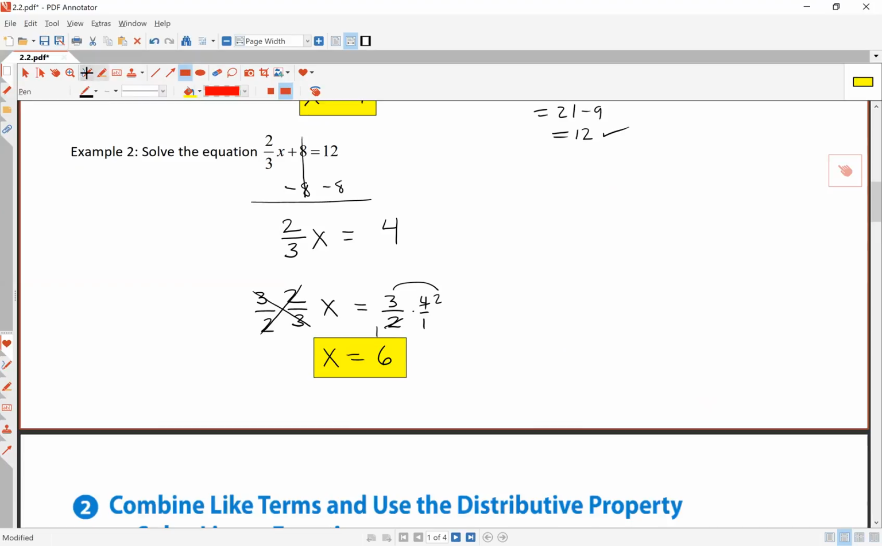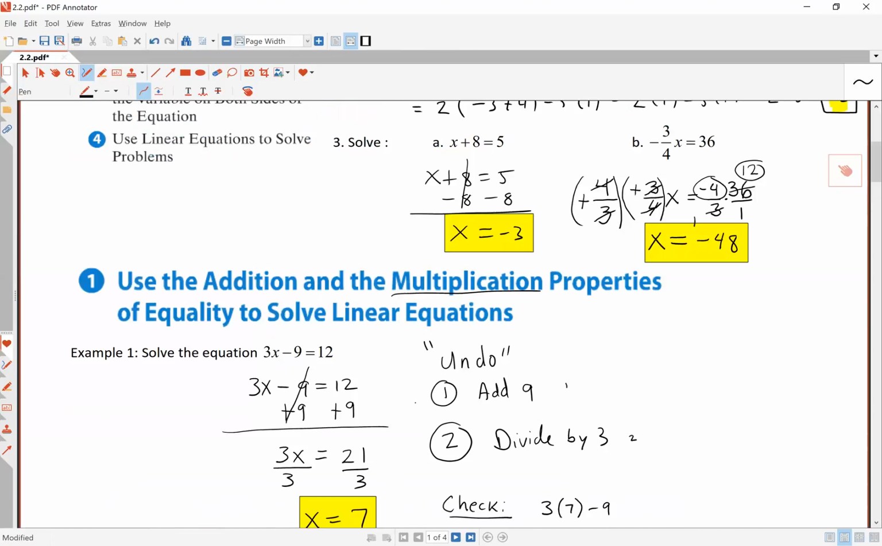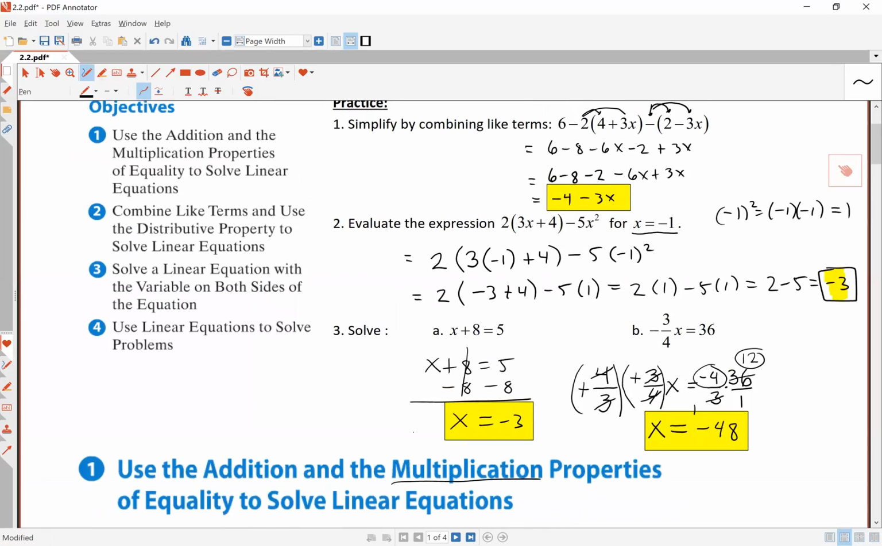Good exercise for you would be to check it, plug it right back into 2/3 times x plus 8, and you should get 12. 2/3 times 6 over 1, 3 goes into 3 once, into 6 twice, and 2 times 2 is 4, plus 8 makes 12. This video concludes Objective 1 in 2.2. Use the addition and the multiplication properties of equality to solve linear equations.